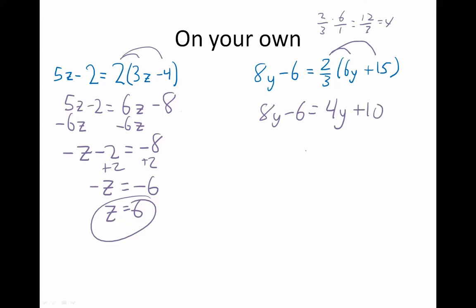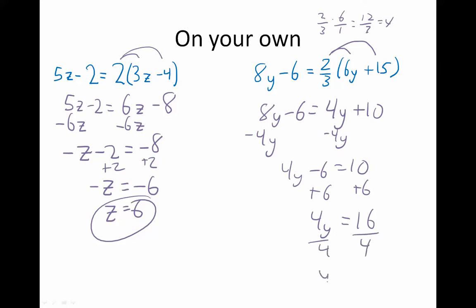Now we've got an equation where we just got to move it over. I'm going to subtract the 4y from both sides. That moves the variable term over here. And then I'm going to solve it like I have been solving them. Divide everything by 4, and we're done.